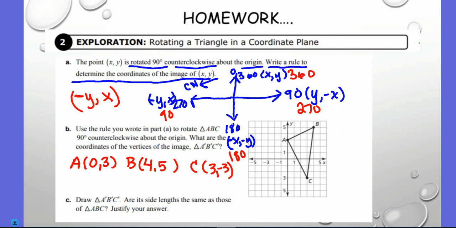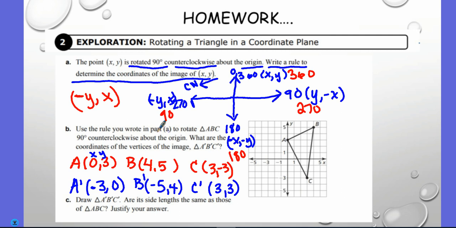Now we're going to write what the rule says to do. The rule says to switch x and y, and then make the y negative. So A prime is (negative 3, 0). I'm going to do the same thing for B prime: (negative 5, 4). And my C prime would be (3, positive 3). All I did was switch x and y and then take the opposite of the y. And that was going to the left.